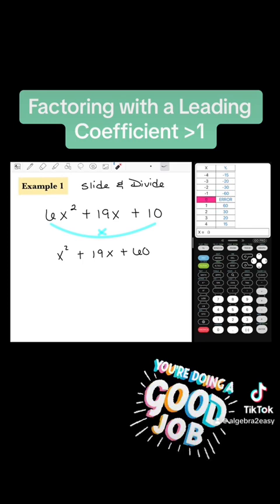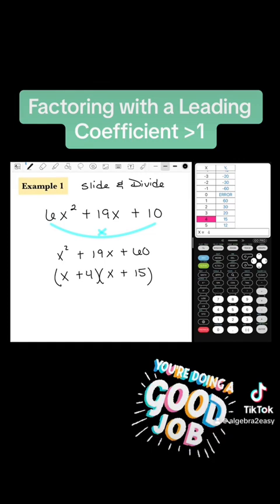So if we look at our list here, we can see we have negative values and positive, and we're looking for a positive 19. Let's take a look. If you scroll down here, oh, there it is. 4 times 15 will give me 60, and 4 plus 15 will give me 19. So we're going to factor the quadratic just like we did yesterday. We're going to have x plus 4 and x plus 15.